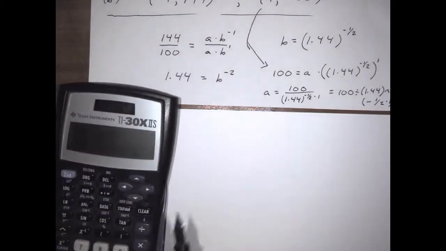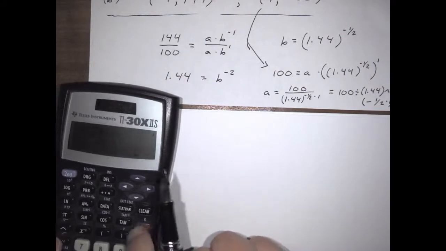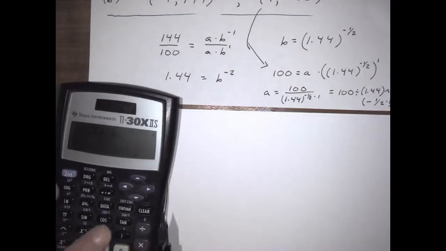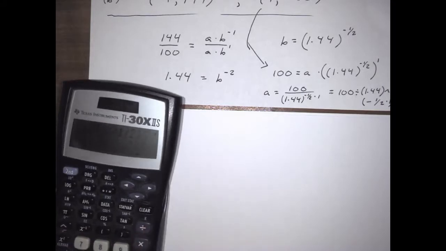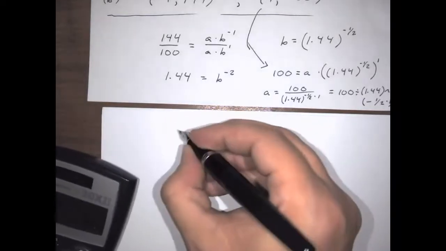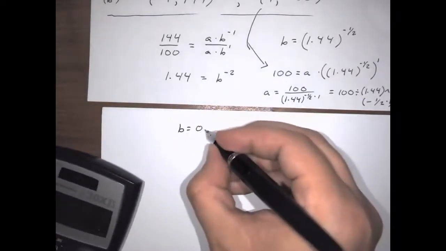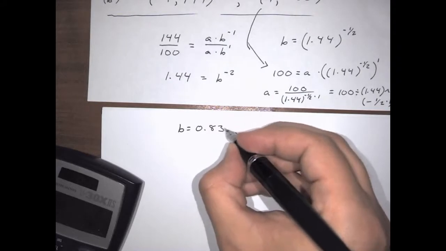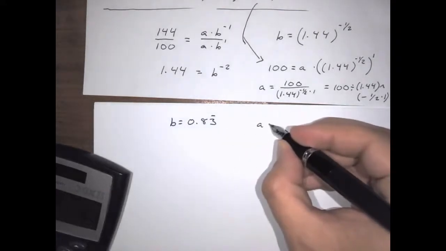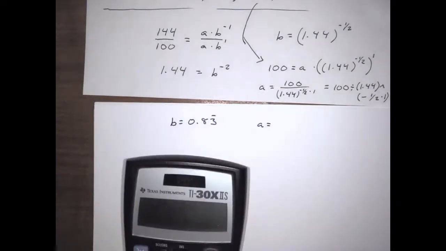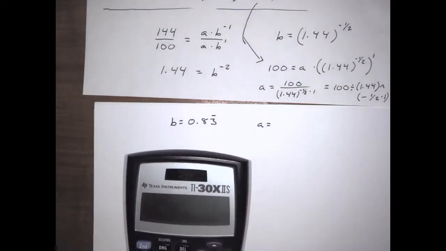So for the b, that's 1.44 to the power of negative 1/2. And that's going to be 0.8333. So b is equal to 0.833333, and the 3's repeat, so you can use the repeat bar. As for the a, that equals, and you can just let the calculator do the talking for you unless you feel like getting clever.